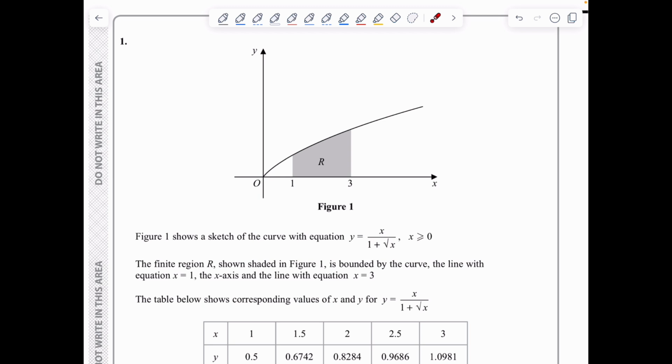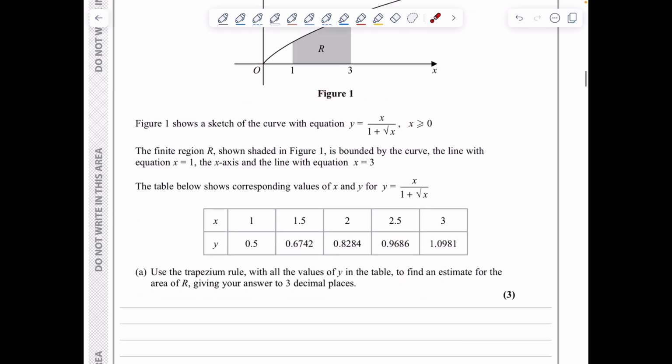In question 1, we've got the sketch of the curve given here, y is x over 1 plus root x, and we've got the table of values for x between 1 and 3 with the corresponding values for y. And we need to use a trapezium rule with all the values of y to obtain an estimate for R, giving our answer to 3 decimal places.